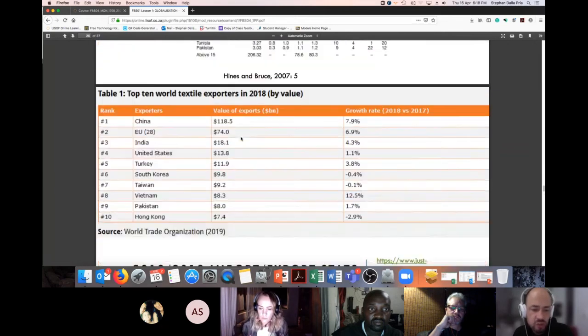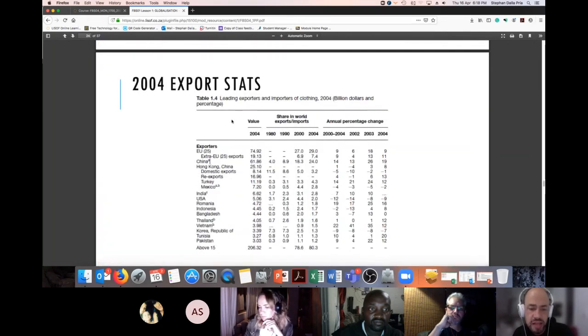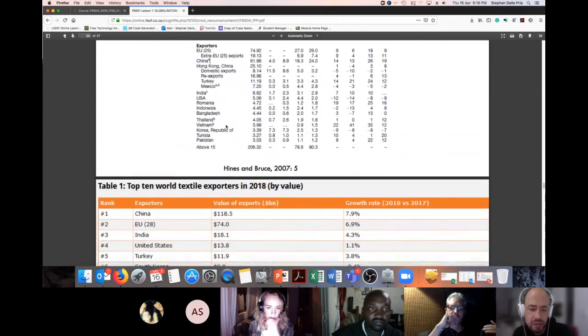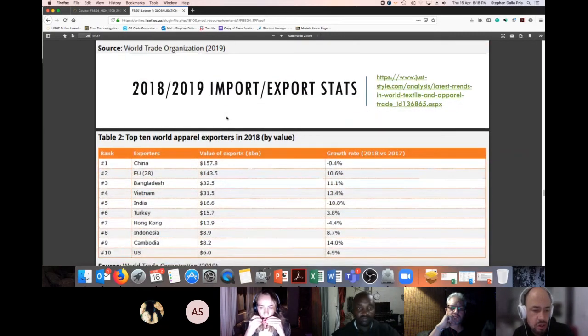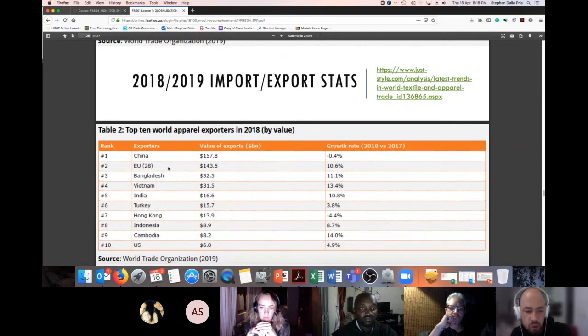Okay, let's fast forward, and that's clothing, okay? That's not textiles. What has happened? China has overtaken the EU in terms of apparel exporters. That's the only story that I'm showing you here. The EU is also an exporter of apparel. However, do you guys think that apparel is manufactured in the EU, or do you think that it's manufactured in other places? That's another story you might need to tell.